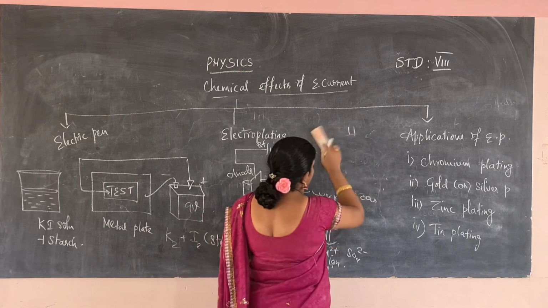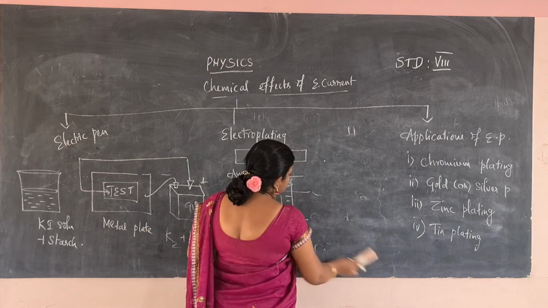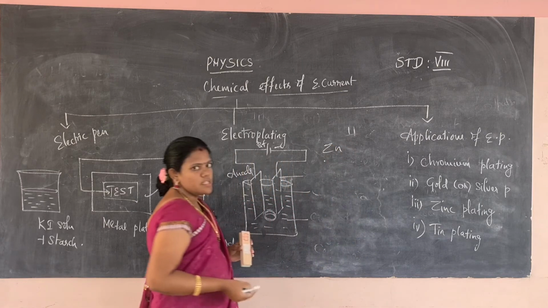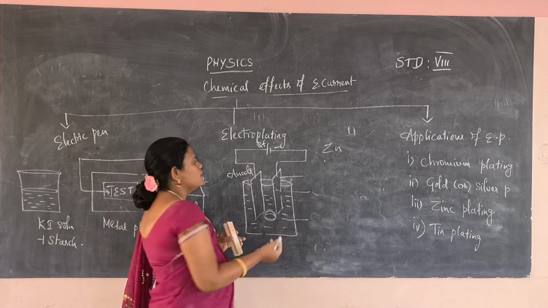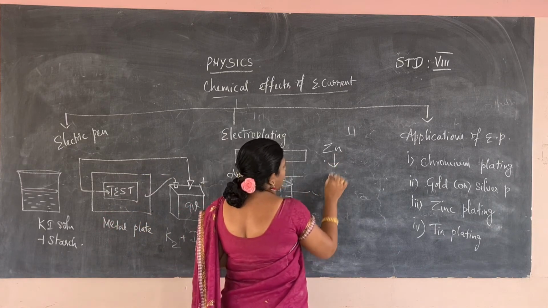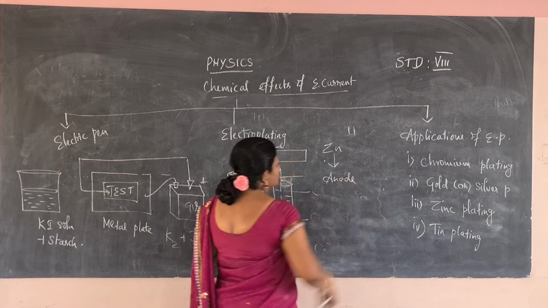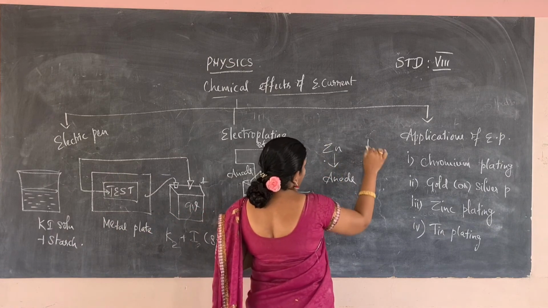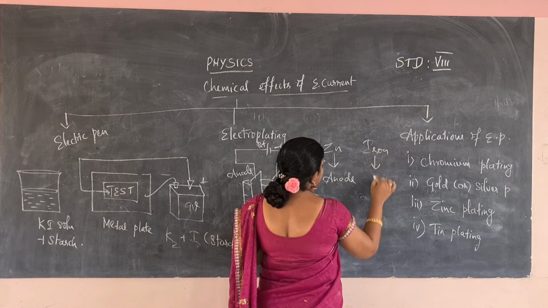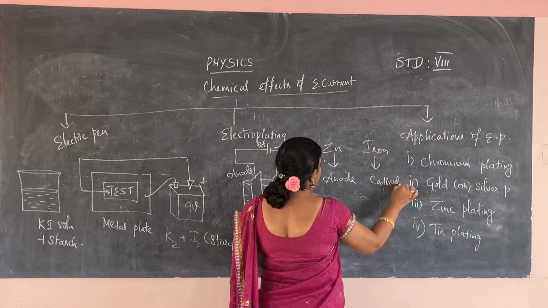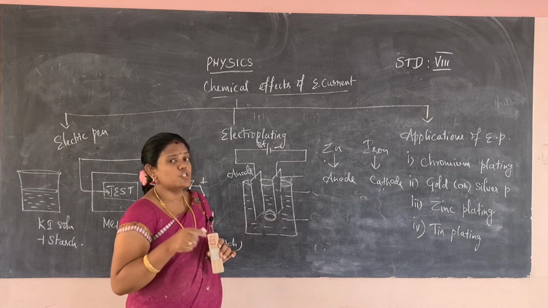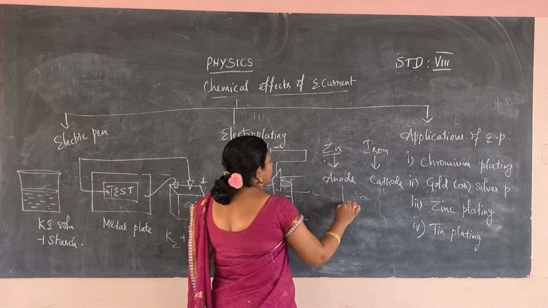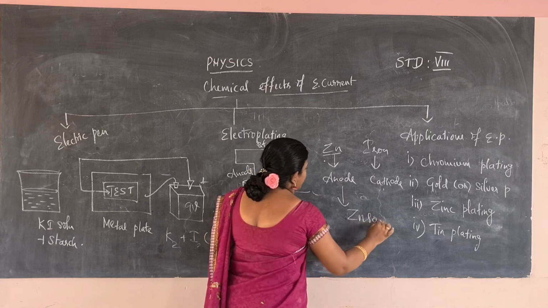I will give one example. We want to coat zinc on any one plate. Zinc, okay. You want to coat zinc on another material, so you have to choose zinc as the anode, because zinc is being coated on the iron. Iron is zinc mela coat panna poringa, so iron will be taken as the cathode. Then what is the electrolytic solution? We choose the electrolytic solution with respect to the anode. So with respect to zinc, the electrolytic solution is zinc sulfate, okay.